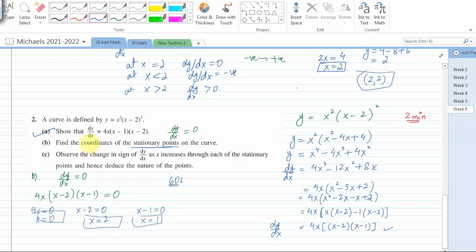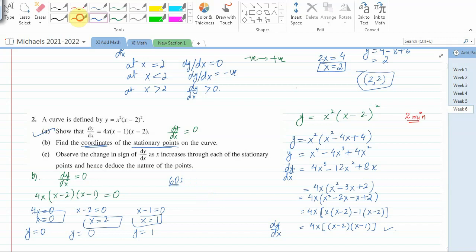Alright, now it says find the coordinates. Coordinates means the value of x and y. So when x is 0, if you place it in your equation of y, y is 0. If x is 2, then y is what? 2 minus 2 will be 0, so y is 0. And when x equals 1, y equals 1 times (1 minus 2) squared, which is 1. Alright, so these are the coordinates.